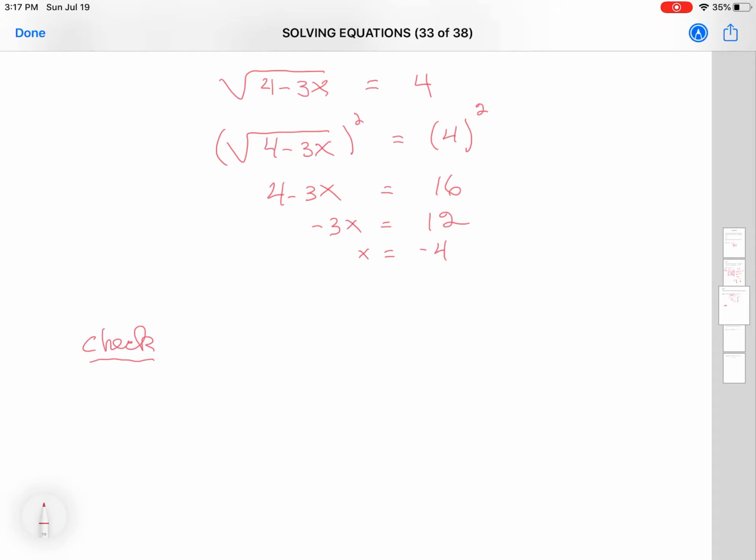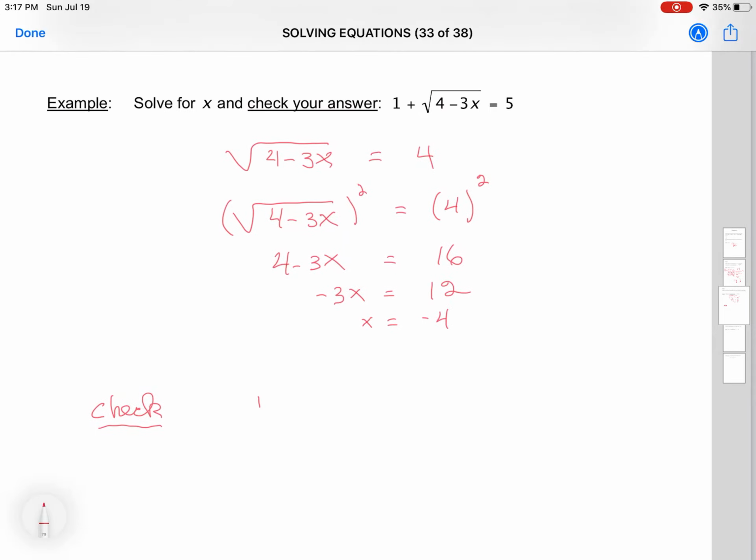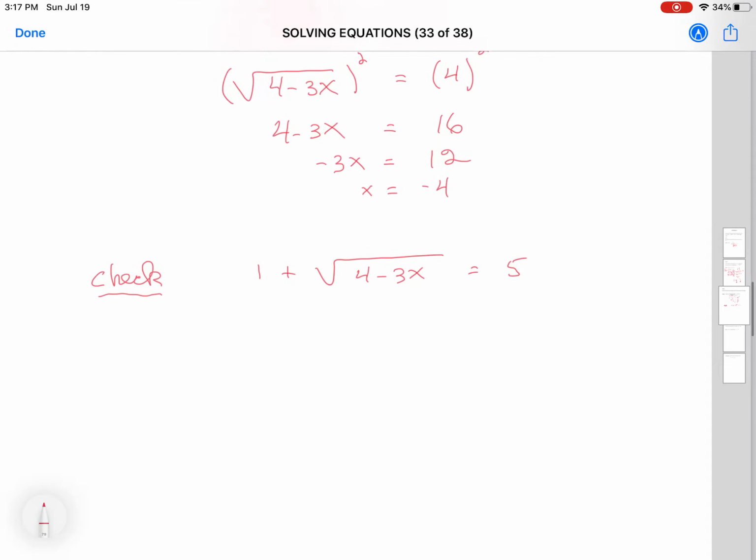Now this is going to require a check because radical equations basically need us to actually check them. So we're going to go back to the original equation, which I'm going to rewrite. 1 plus the root of 4 minus 3x equal to 5. And we're going to put in the minus 4. So 1 plus the root of 4 minus 3 times minus 4. This should be equal to 5, is it?